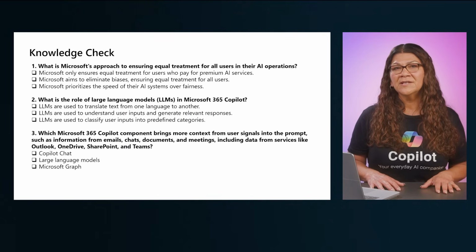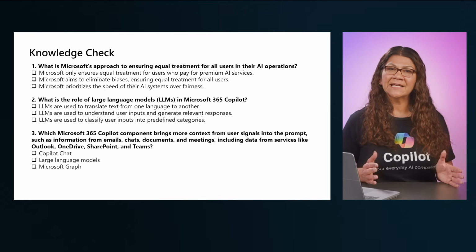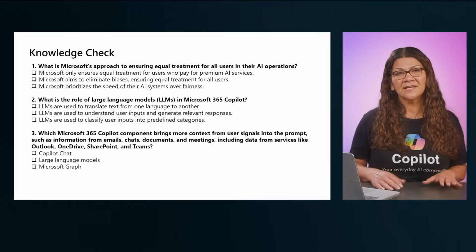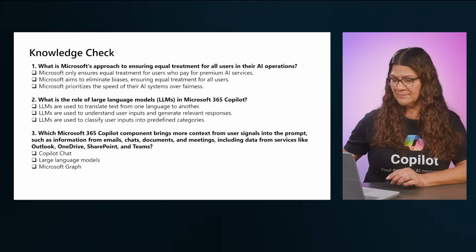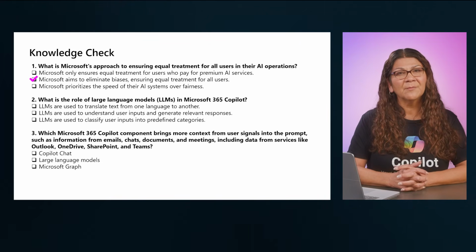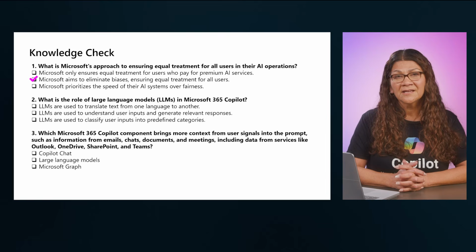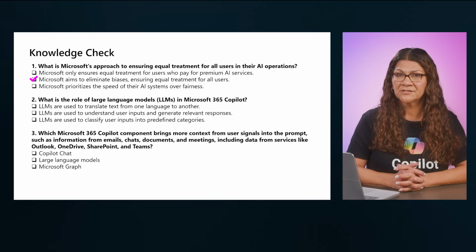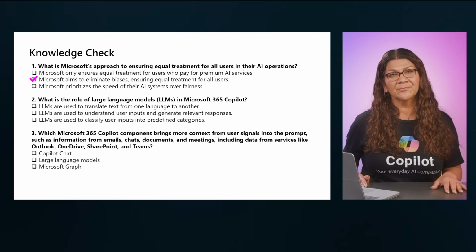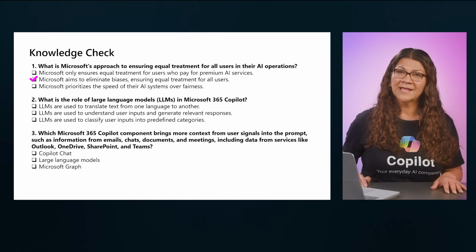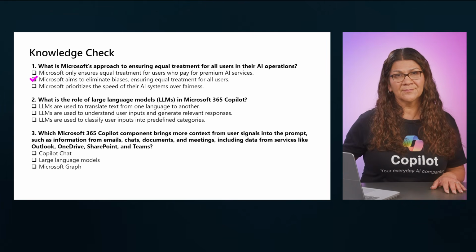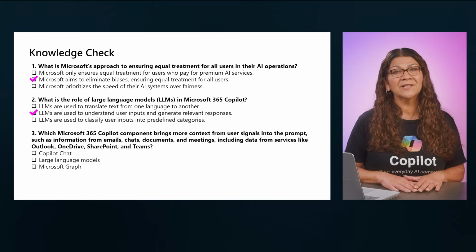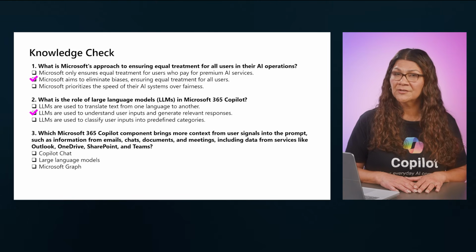Question 1. What is Microsoft's approach to ensuring equal treatment for all users in their AI operations? Answer: Microsoft aims to eliminate biases, ensuring equal treatment for all users. Question 2. What is the role of large language models in Microsoft 365 Copilot? Answer: Large language models are used to understand user inputs and generate relevant responses.